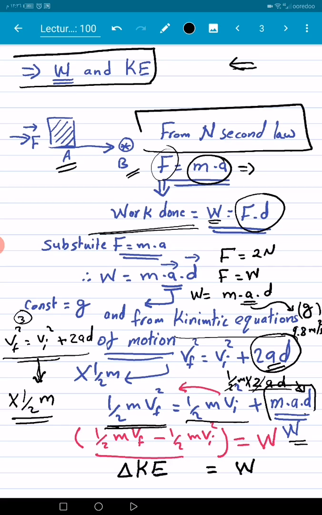If I move this outside, half mv final square minus half mv initial square, that is the change of the kinetic energy, and it is equal to the work. This is the equation that we use to solve example 2. So the change of the kinetic energy is equal to the work done.